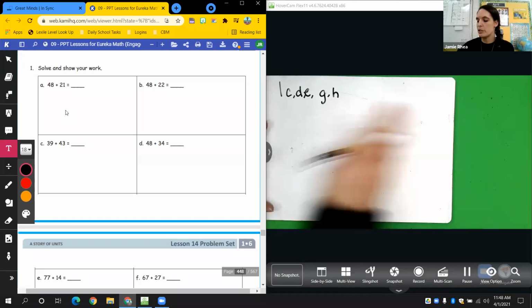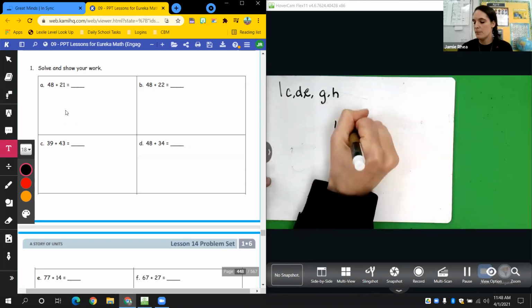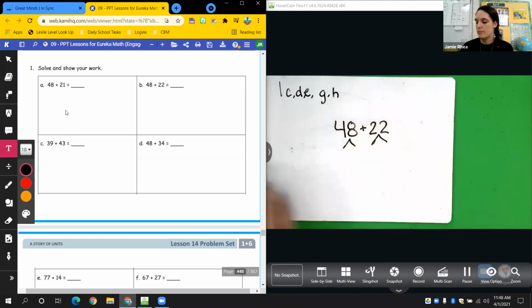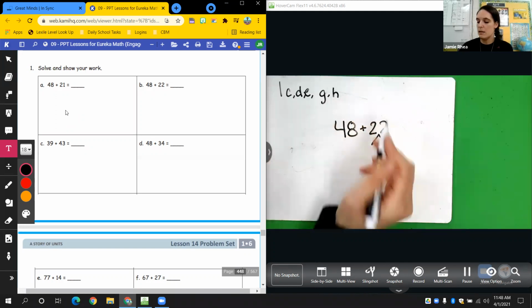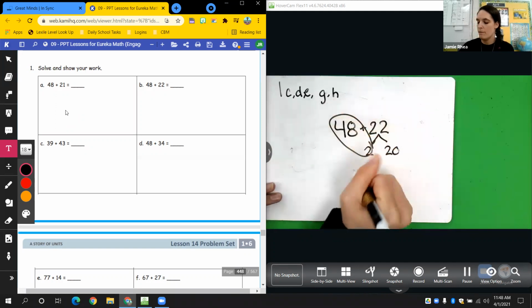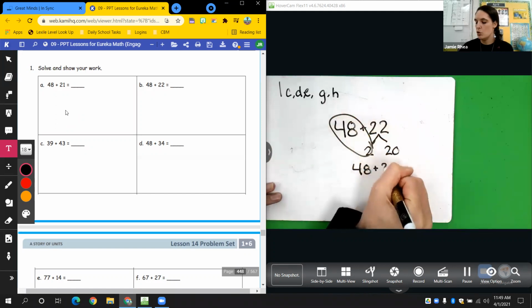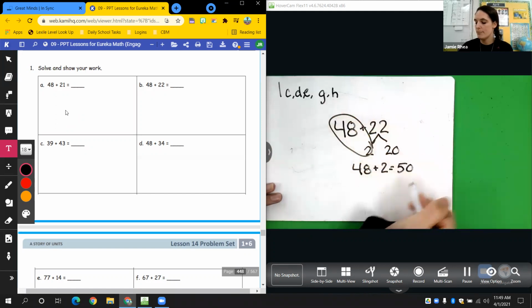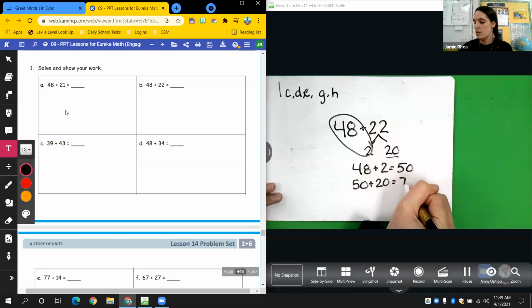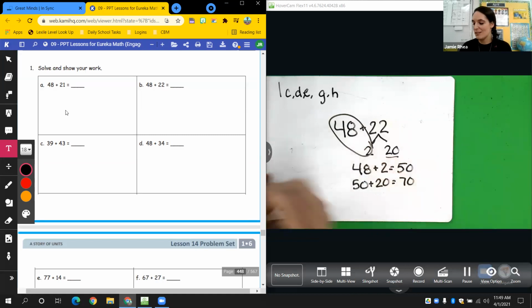What about, let's do another strategy. Let's look at B. 48 plus 22. What if I want to make 10? I can make 10. I know that I need 2 more to make 10 over here. 48 plus 2 equals 50. 50 plus my 20 equals 70. Did I solve it? Yeah. Okay. See, you got to show this though. Got to show my work.